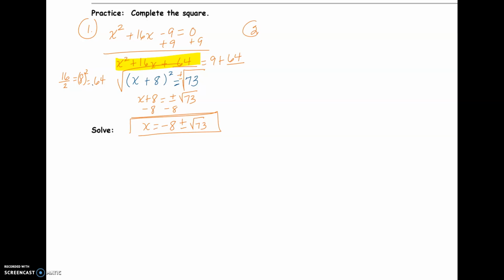Let's see what we have here. All right, let's do c squared plus 18c minus 175 equals 0. So I'm going to move my constant term to the other side. We have a variable of c also. So I get c squared plus 18c plus something equals 175 plus something.